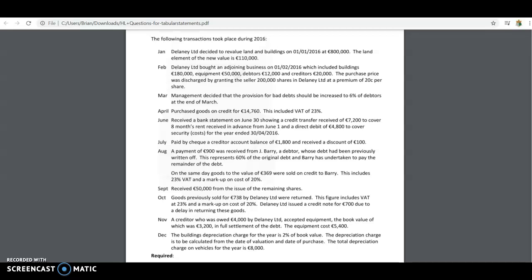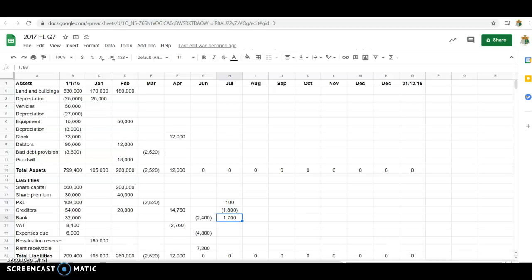August then, it's got 2 parts to this one. So first part, a payment of €900 was received from J. Barry, a debtor whose debt had been previously written off. This represents 60% of the original debt, and Barry has undertaken to pay the remainder of the debt. So €900 was received. So let's put €900 into the bank account. So overdraft, so that's minus 900 for received.